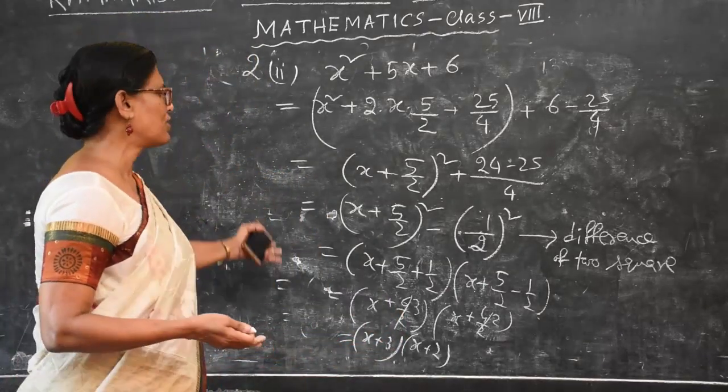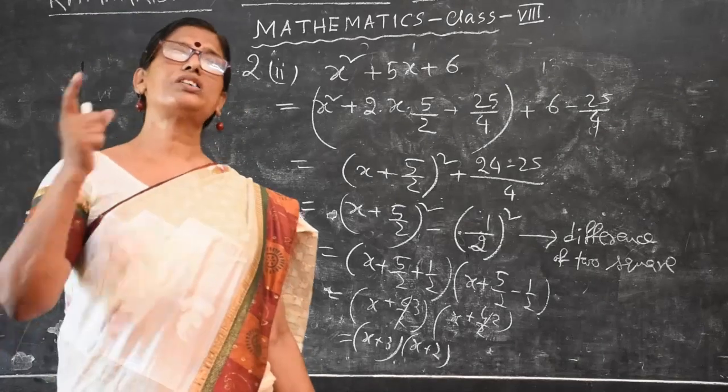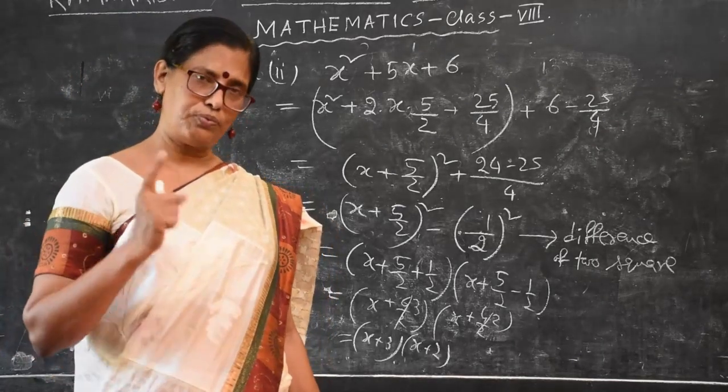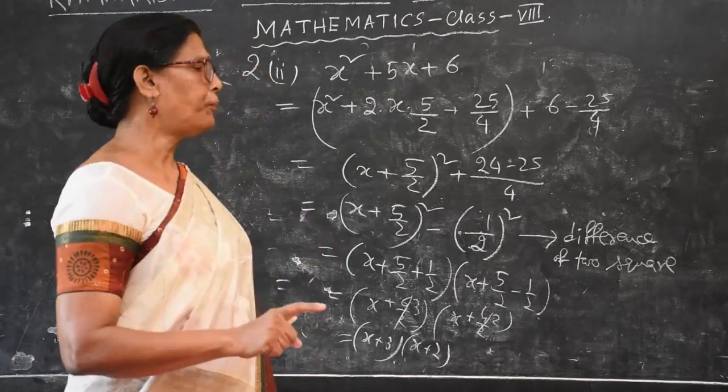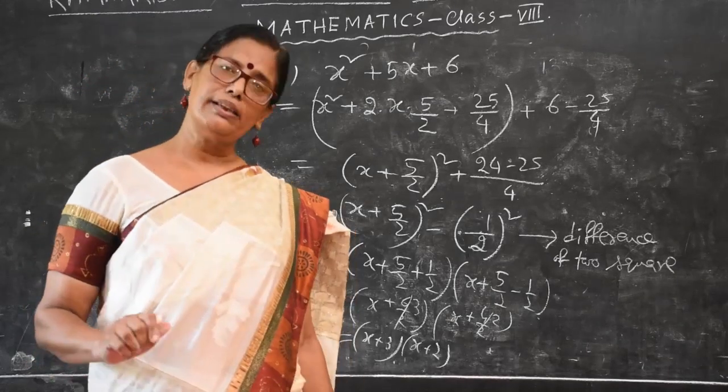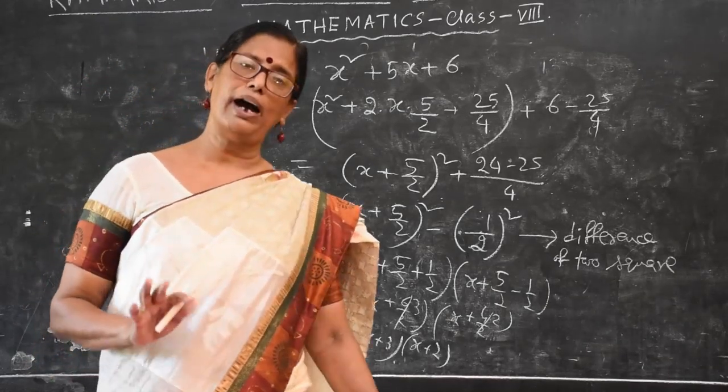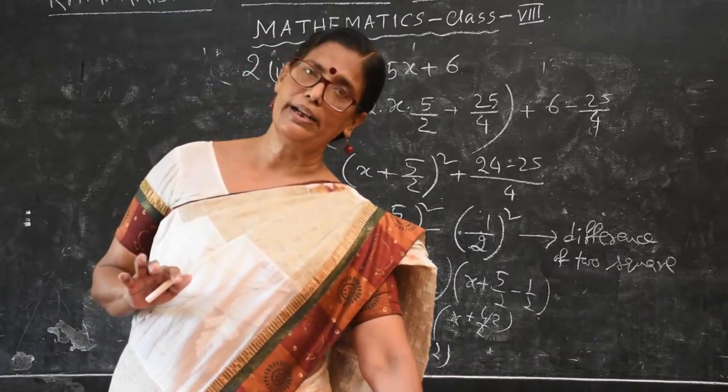The question is, if we do it by the middle term, in only 3 lines we can get the answer. Why do we go for so many lines? The instruction is given there, so we must follow the instruction. If no instruction is given, then we can do it by the original middle term.